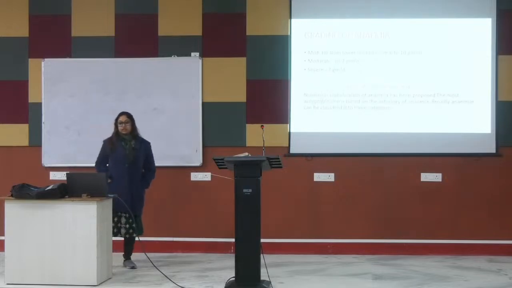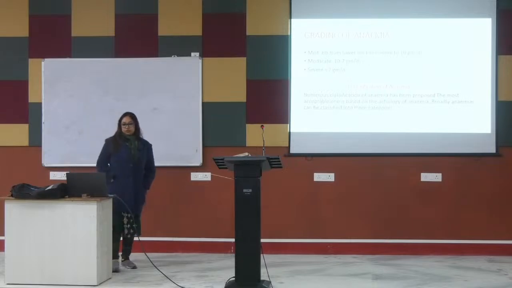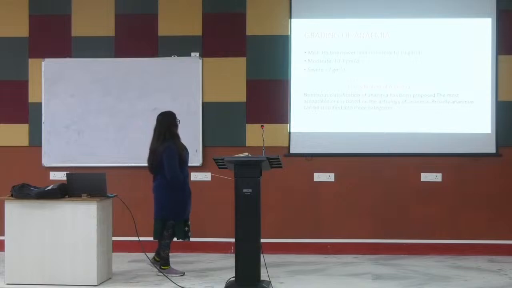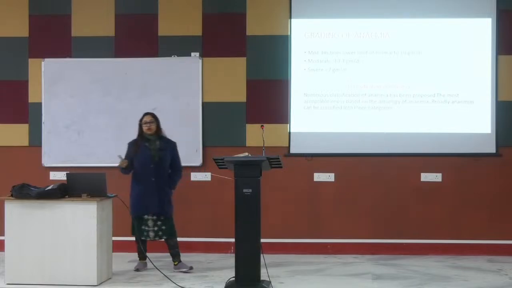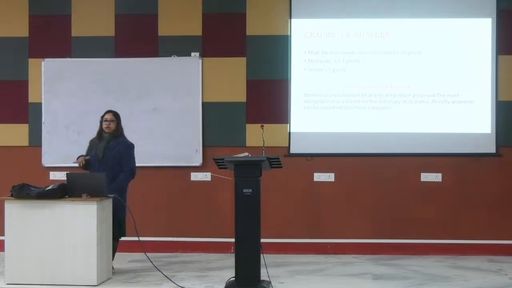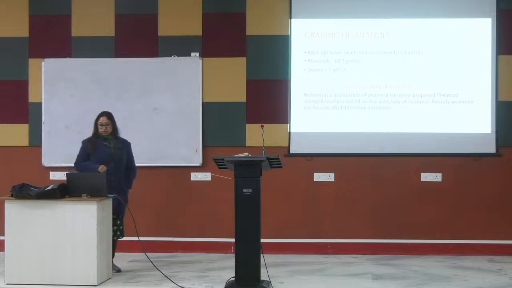Now, we are grading the anemia. We are grading anemia in 3 categories. One is mild. What is mild? That is hemoglobin from the lower limit of normal, which I have already shown in the previous slide, to 10 gram per deciliter. That is the mild form of anemia.